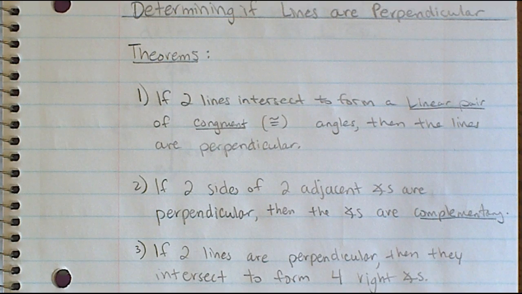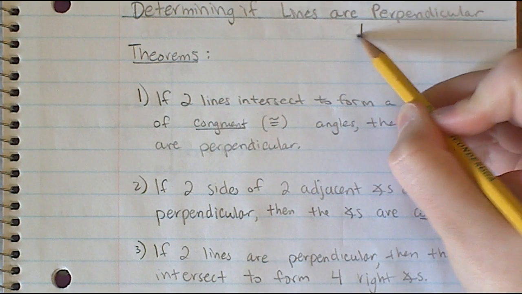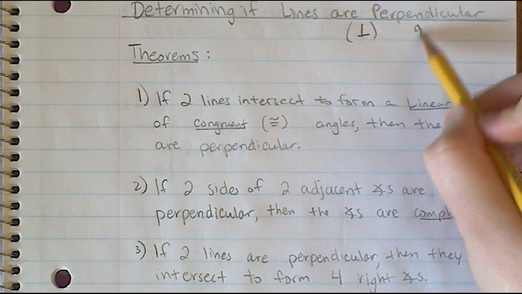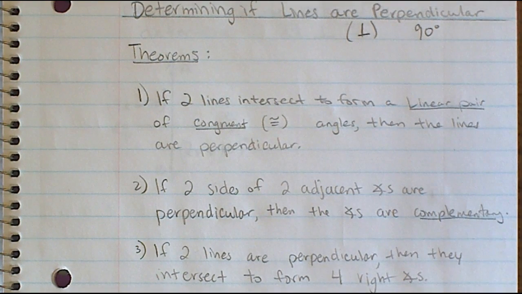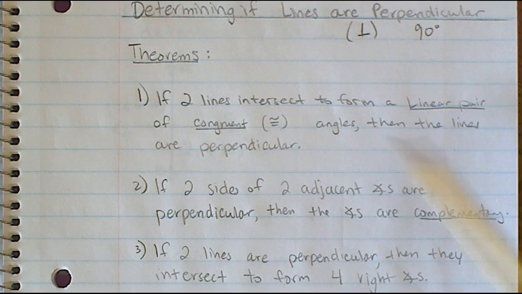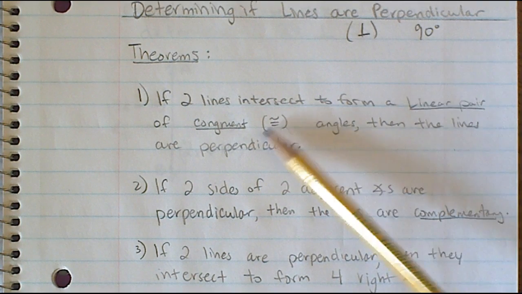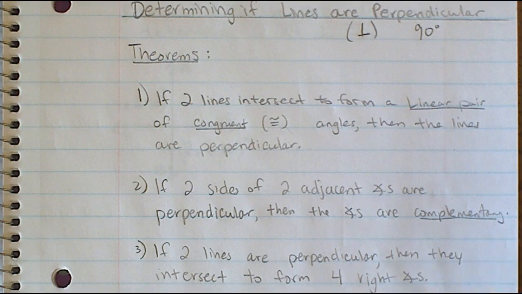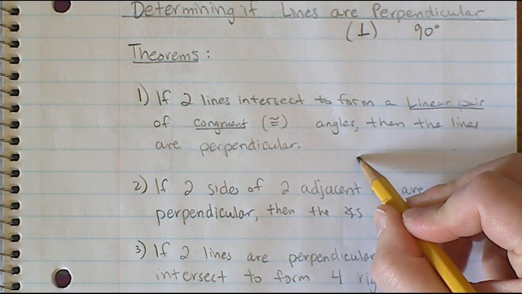So there's three main theorems that we are going to use in order to determine if two lines are perpendicular. A couple of things you may want to jot down in addition to these theorems are just the symbol for perpendicular. Remind yourself that if two lines are perpendicular, they form a 90-degree angle. The congruent symbol. So this one says if two lines intersect to form a linear pair of congruent angles, then the lines are perpendicular. And to draw a picture, that would look something like this.